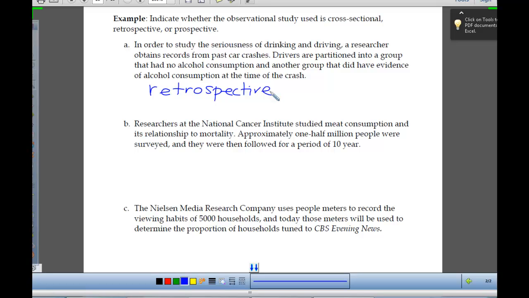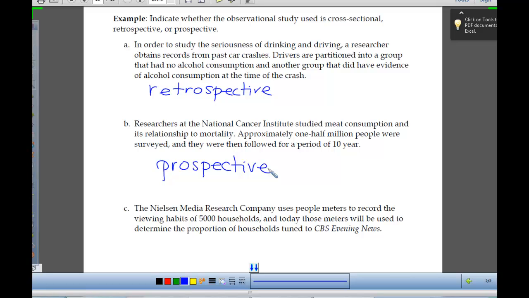Okay, researchers at the National Cancer Institute studied meat consumption and its relationship to mortality. Approximately 500,000 people were surveyed, and then they were followed for a period of 10 years. What is that? Okay, prospective. Very good. All right, we're following them over this period, okay, or cohort study.